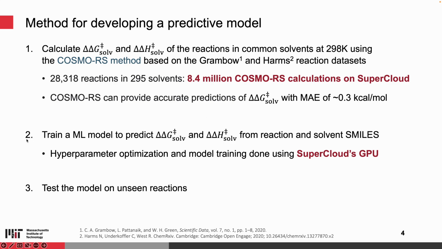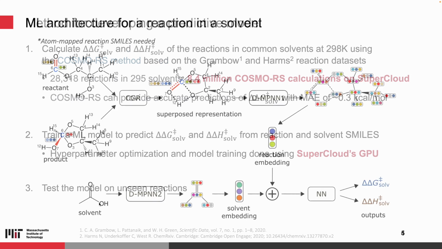Next, after generating a massive set of ΔΔG solv and ΔΔH solv data, we then train a machine learning model to predict these values from only reaction and solvent SMILES. For performing hyperparameter optimization and training the machine learning model, we use SuperCloud GPU computing nodes. And finally, with the final machine learning model, we tested it on unseen reactions to evaluate its predictive accuracy.